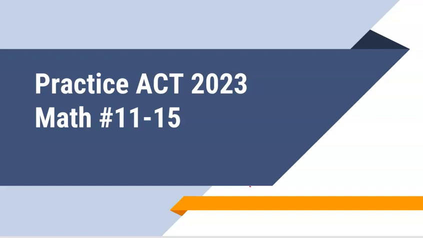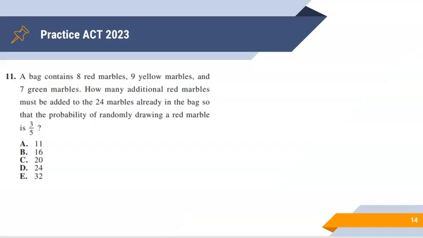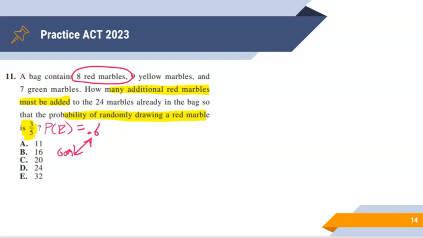Okay, here's the worked out solutions for numbers 11 to 15. Question number 11. We want to know how many additional red marbles must be added. So the probability of picking a red marble is 3/5. So we want the probability of red. If I take 3 divided by 5, I get 0.6. That is our goal.